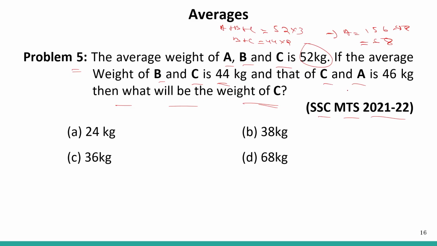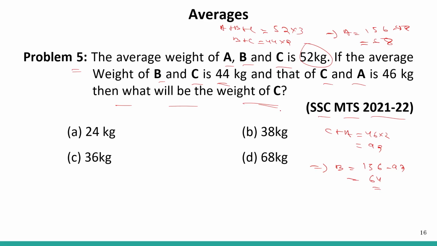Okay, and that of C and A is 46. So C plus A is equal to 46 into 2 is equal to 92. So this implies that B is equal to 156 minus 92. So it will be 64. So 64 will be B.